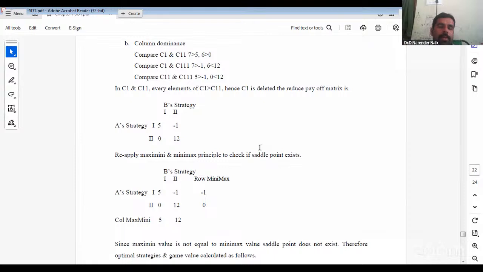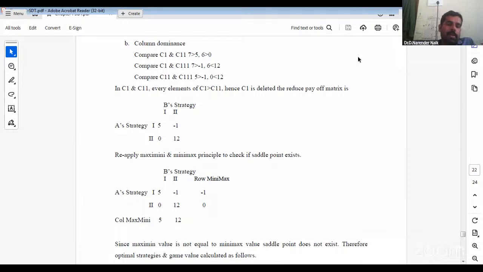5, 0, minus 1, then 12. You observe the size of the matrix is 2 rows and 2 columns. This is the important point: after reducing the matrix size, reapply the maximin and minimax principle to check whether the saddle point exists or not.